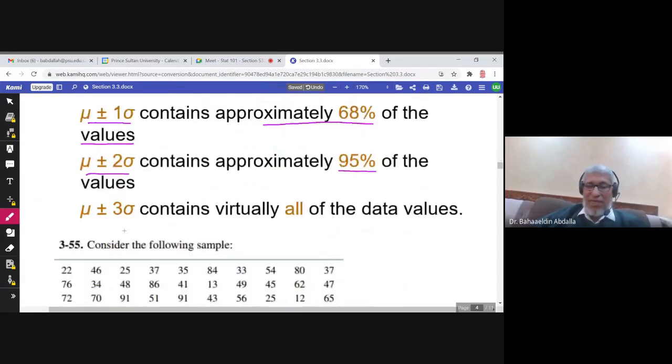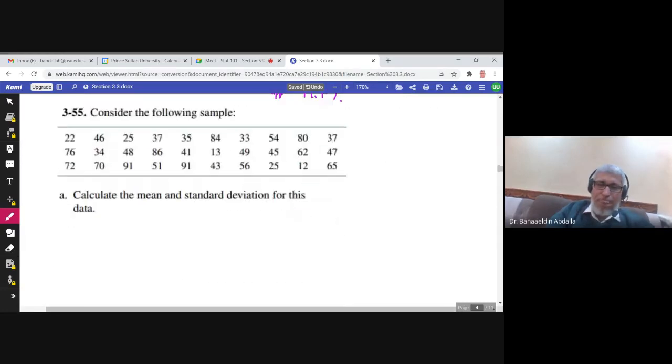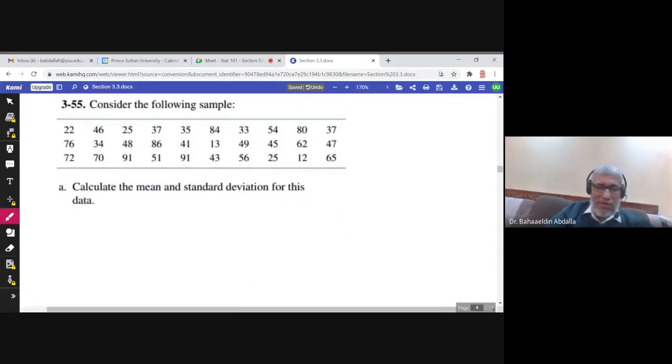If you go 3 sigmas from the mean, then this interval, which is 3 standard deviations to the right and 3 standard deviations to the left of the mean, will contain virtually all of the data, or approximately 99.7% of the data, if the distribution is bell-shaped. So you have all of this information about any bell-shaped distribution. Let us answer this question.